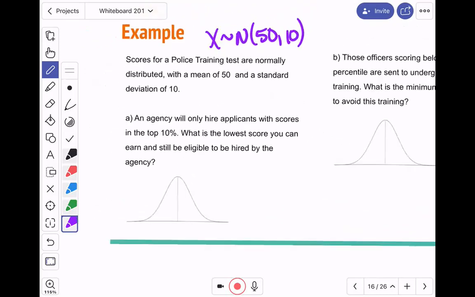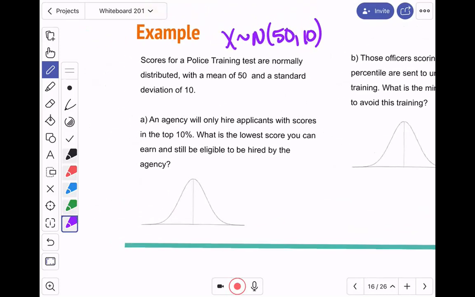So I want you to realize this is something different because we're already talking about percentages, top 10%. Where's the mean on this curve, by the way? 50. If I'm in the top 10%, where am I located, on the right or the left-hand side of 50? Right. I'm somewhere out here. This represents the top 10%.